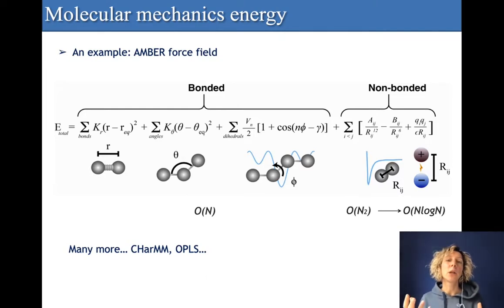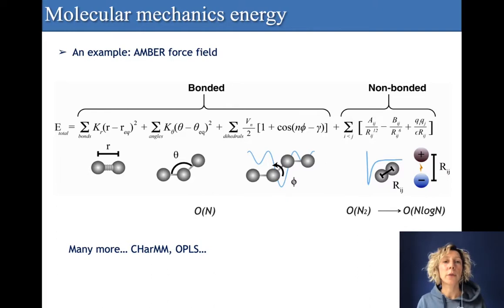What you see in this formula here is that you have terms that correspond to interactions between bonded atoms, meaning atoms that are linked by covalent bonds, that are close to each other, and non-bonded terms, which correspond to interactions between atoms that can be very far away, even solvent atoms.